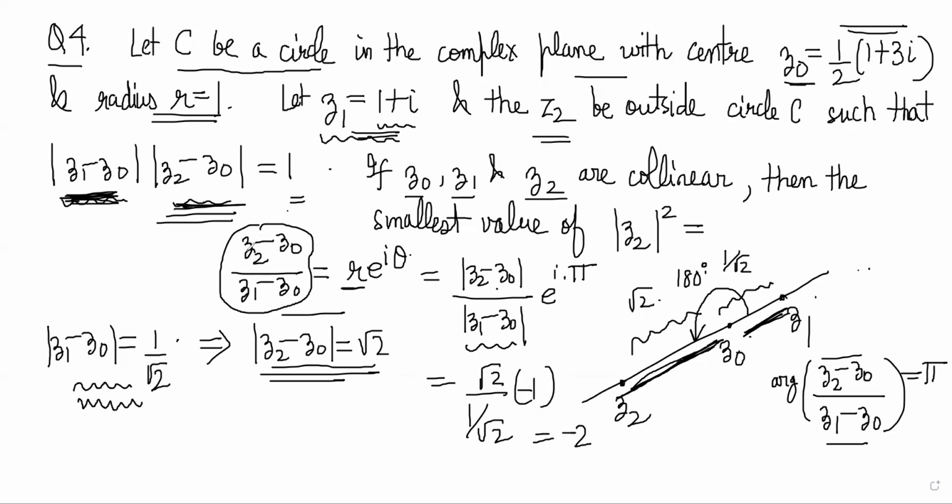We basically get the equation Z2 minus Z0 by Z1 minus Z0 is equal to minus 2, right? Z2 minus Z0 by Z1 minus Z0 is equal to minus 2. So we wanted to find Z2. So we are getting Z2 is equal to Z0 minus 2 times Z1 minus Z0, right?